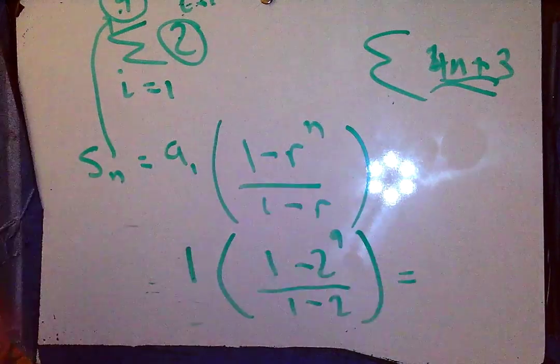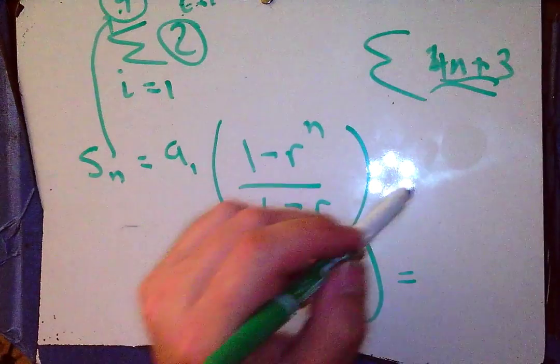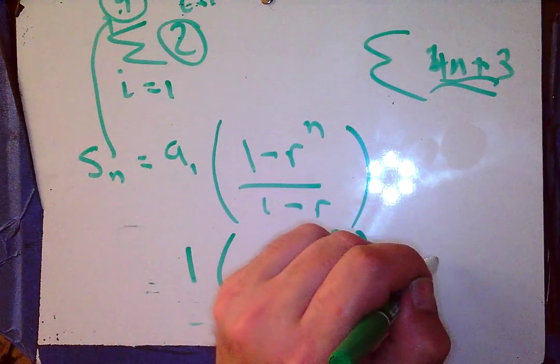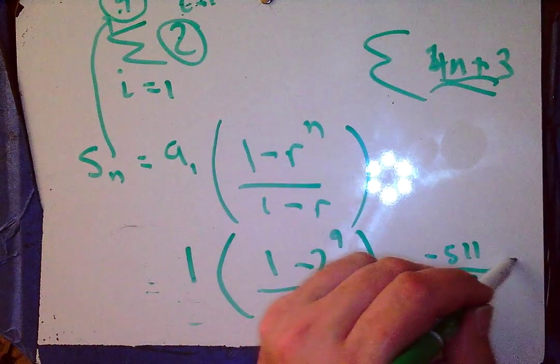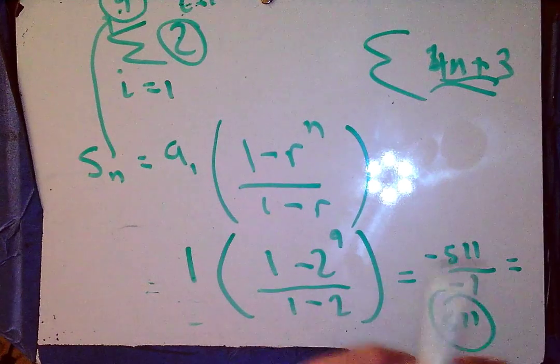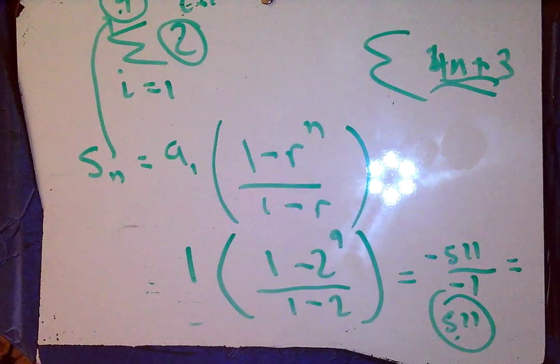Okay, so 2 to the 9th is 512. So 1 minus 512 is negative 511. And on the bottom we have negative 1. And so we get 511. If we add up the first 9 terms in this sequence, we should get 511.